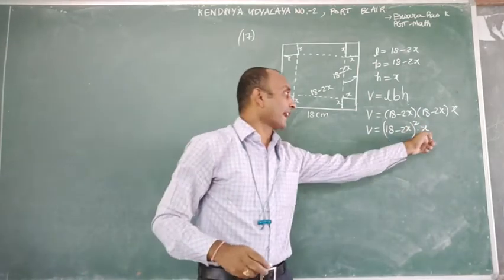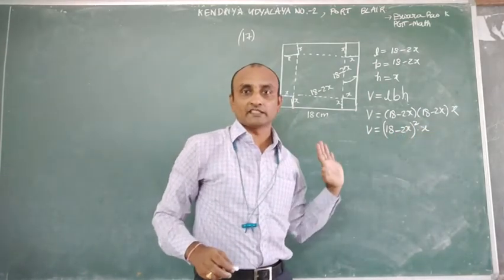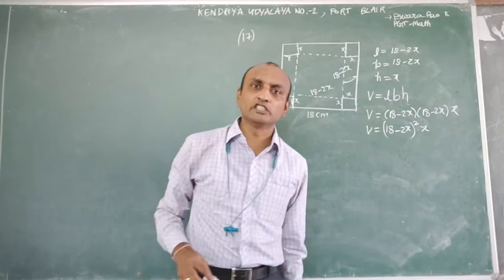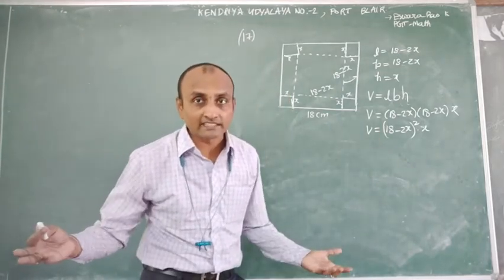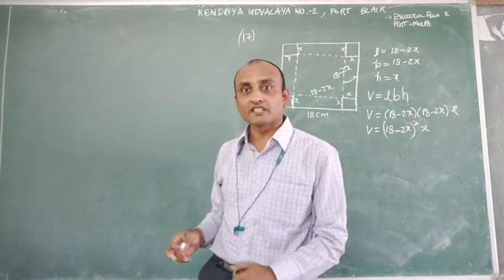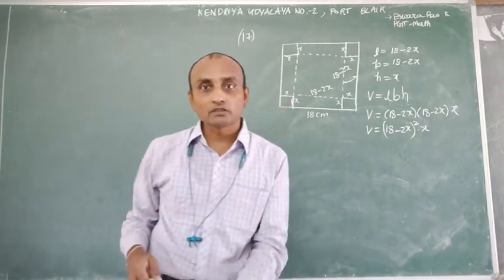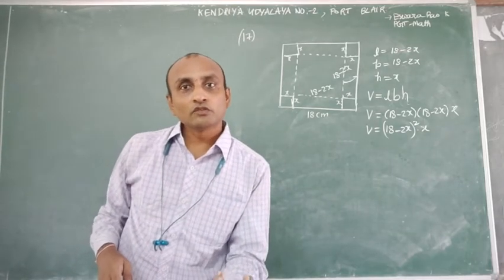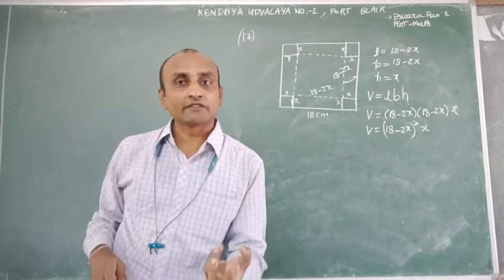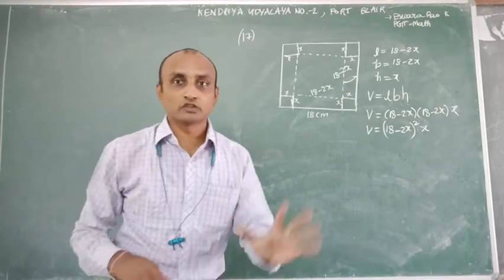As the square is there, you can open it and multiply, that is fine. Otherwise, you can directly use the UV rule. The volume is to be maximized. That means volume is to be differentiated one time and equated to 0 to find the critical point. And volume is to be double differentiated to prove it is maximum, which means the second derivative must be less than 0. Let us do it one by one.